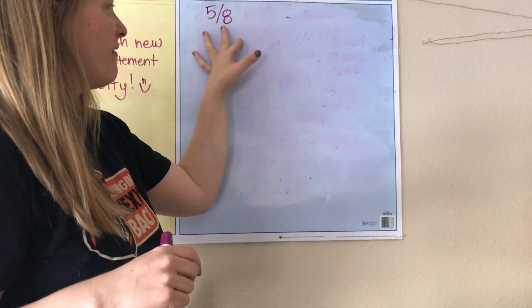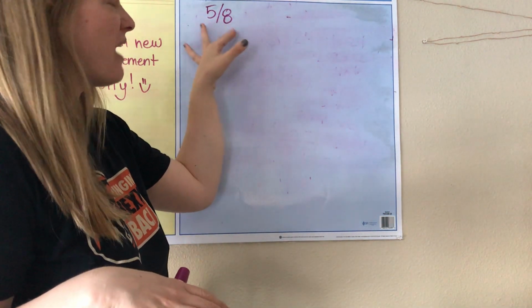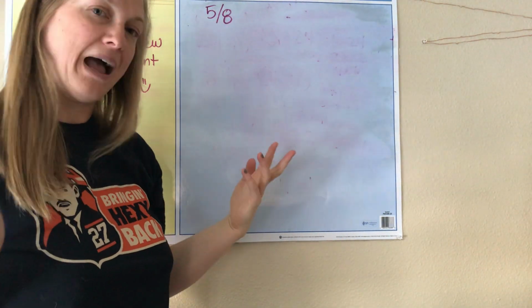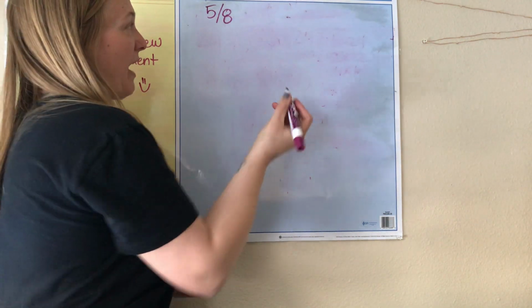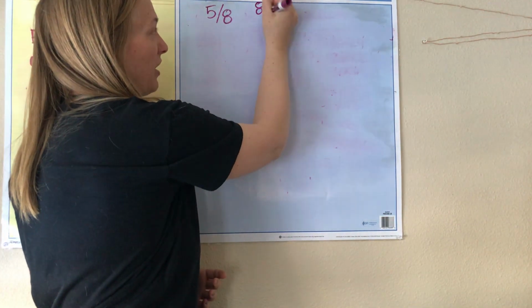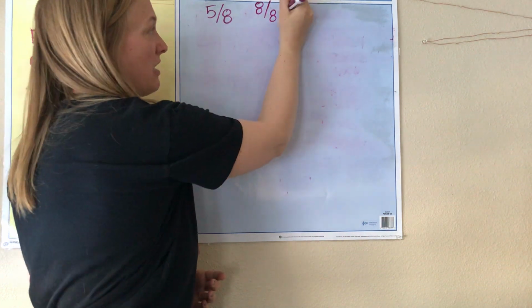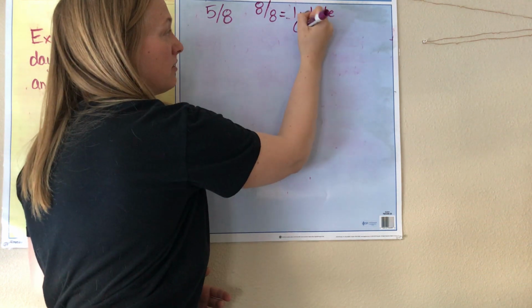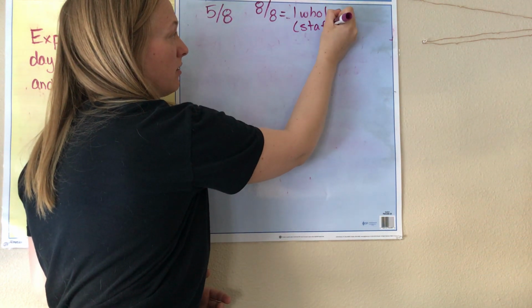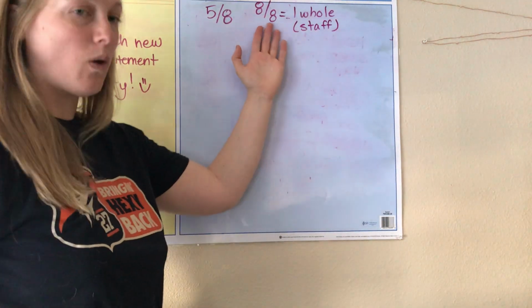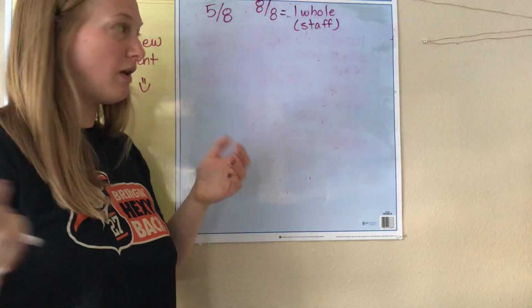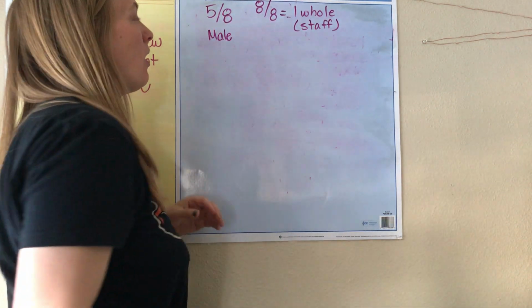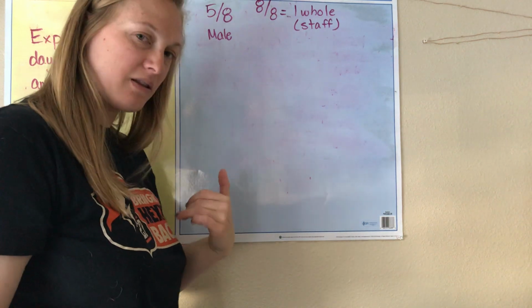Okay, so if we have 5/8, that's 5/8 of the entire staff. So if we're thinking about the whole staff as a fraction, we would write the fraction as 8/8, because 8/8 equals 1 whole, right? So that's the entire staff. So if this is the whole staff put together, male and female, and we know that 5/8 are male, we need to figure out the rest that are female.